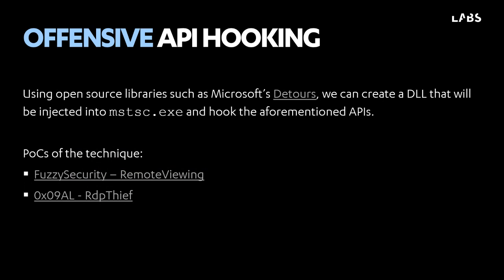And there are a couple of examples of this. So I guess one of the very simple ways of performing API hooking in this way is using Microsoft's Detours library. RDP Thief uses that, and similarly, Fuzzy Security has another implementation written in .NET called Remote Viewing, and again, there's a link there, and you can go and see that doing a very similar implementation.